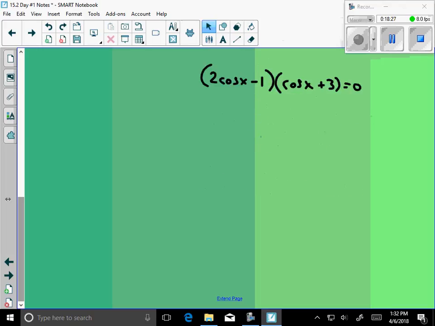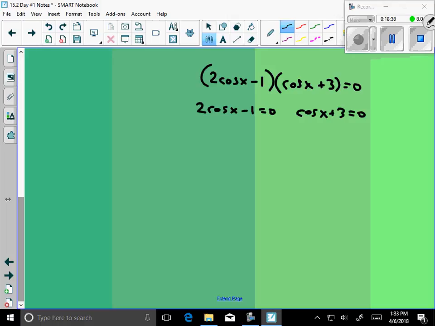Okay, so in order for this to be 0, one of these has to be 0. I could solve that. Add 1, divide by 2. Cosine x equals 1/2, where x equals pi over 3 and 5 pi over 3. Okay, how about where does the cosine of x equal -3? Nowhere. Cosine can't be greater than 1 or less than -1.